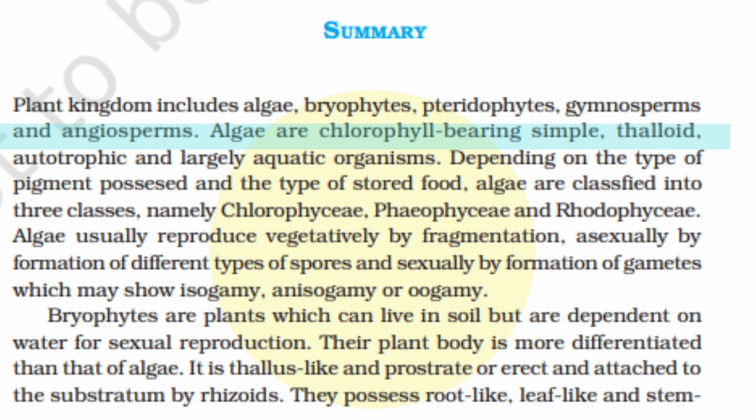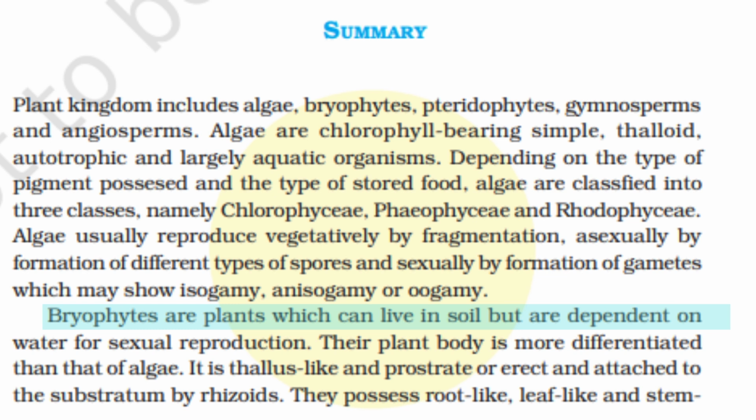Summary. Plant kingdom includes algae, bryophytes, pteridophytes, gymnosperms, and angiosperms. Algae are chlorophyll-bearing, simple, thalloid, autotrophic, and largely aquatic organisms. Depending on the type of pigment possessed and the type of stored food, algae are classified into three classes, namely Chlorophyceae, Phaeophyceae, and Rhodophyceae. Algae usually reproduce vegetatively by fragmentation, asexually by formation of different types of spores, and sexually by formation of gametes, which may show isogamy, anisogamy, or oogamy.